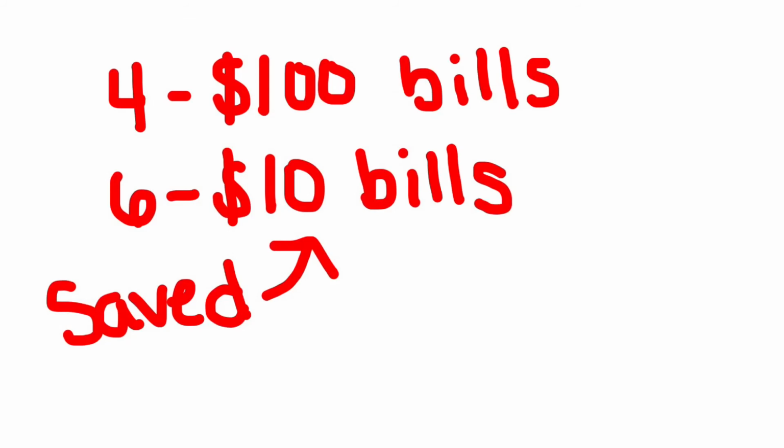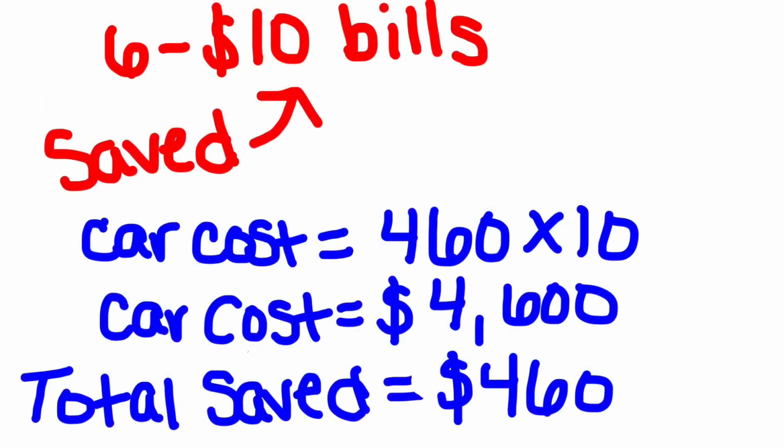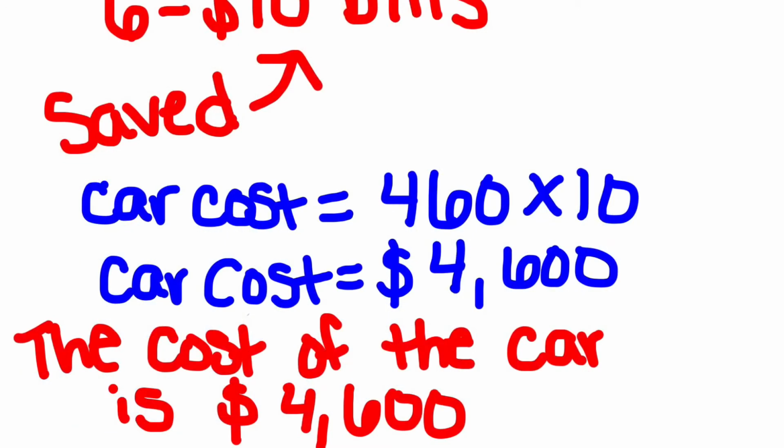Let's start by going over problem number 1. So this problem told me that Jeremiah had 4 $100 bills and 6 $10 bills saved. So as I take a look at that, that tells me that he had $460 saved. But the car that he wants to buy costs 10 times more. So if I multiply 460 times 10, that shifts each of those place values up one place value. So the car will cost $4,600.